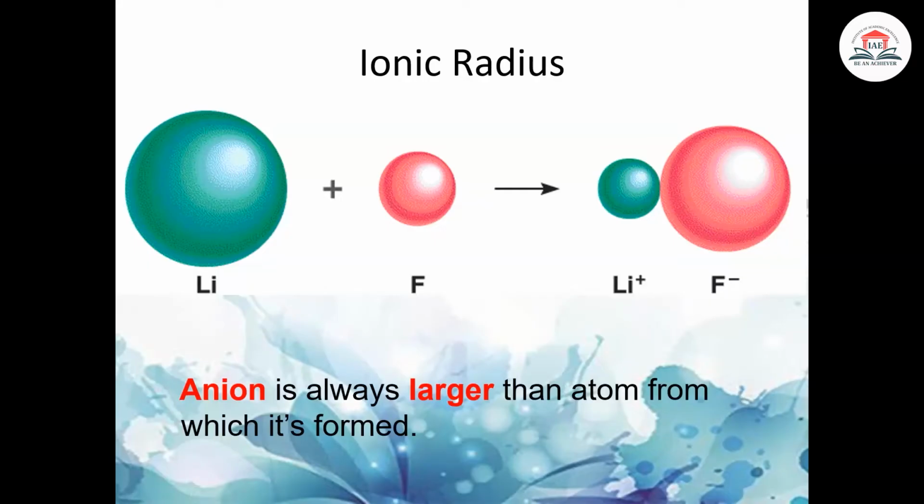Right, N3- will have a larger size, radius. Why so? Because obviously in nitrogen there are more electrons present. Basically N3- and Mg2+ are isoelectronic because Mg2+ has 10 electrons and N3- also has 10 electrons.